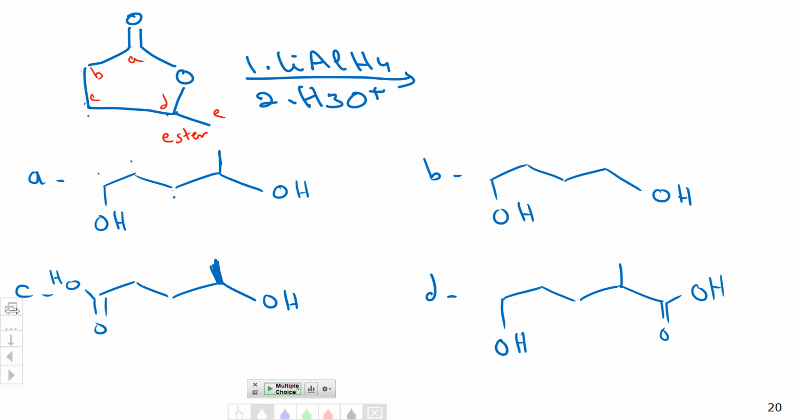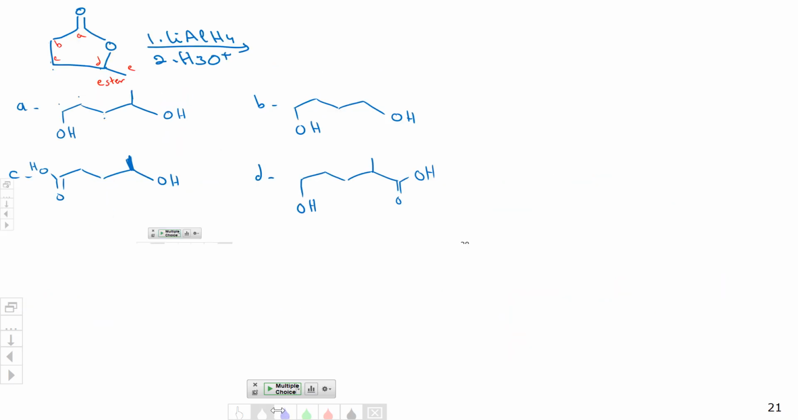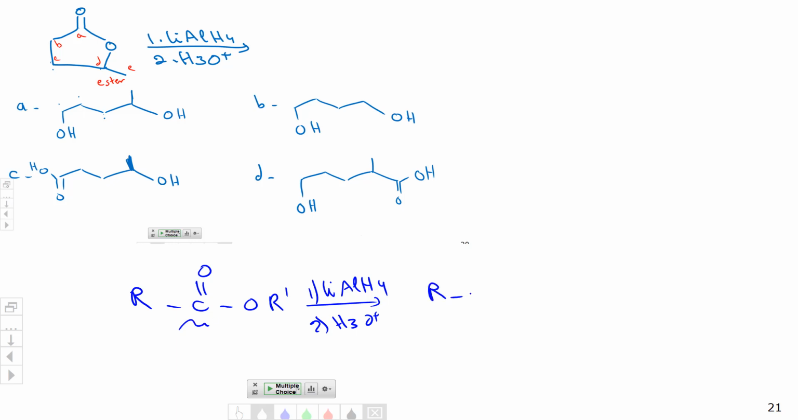But before I go further, I'm going to go back to the reaction in general. If we have an ester and we add lithium aluminum hydride, the most famous reducing agent in this course, and H3O plus, what's going to happen is the reduction of that C double bond O into a primary alcohol, and this will leave.